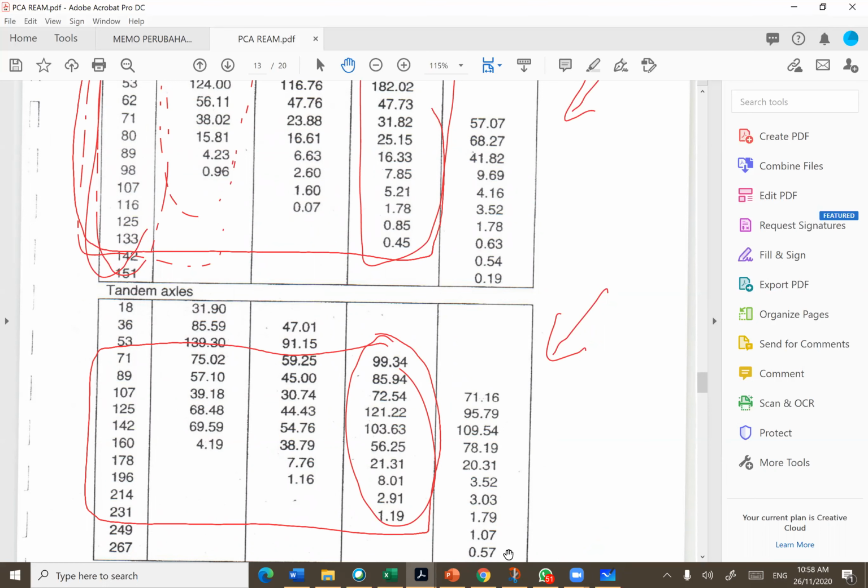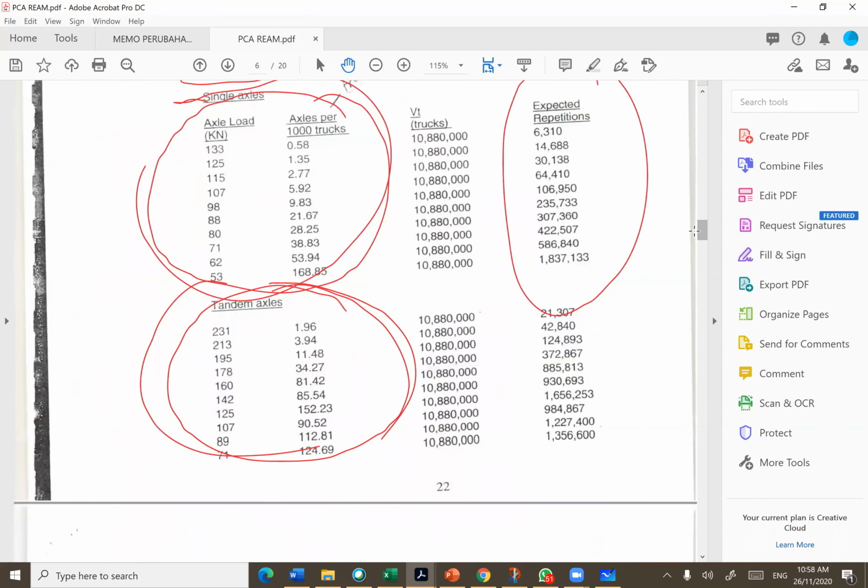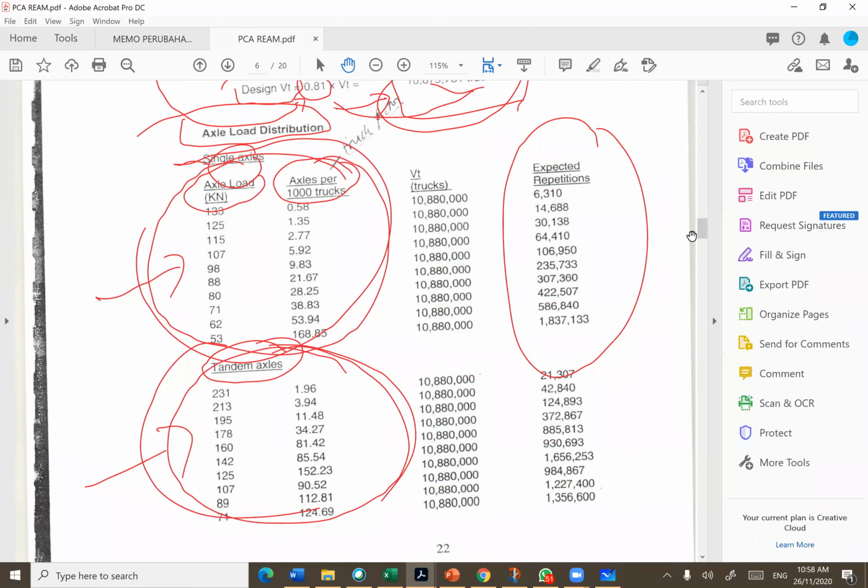You take these values and go back to the one that we have here. You put it here: axle load and number of axles per 1,000 trucks for single and also tandem. Any question on this? Who doesn't understand?